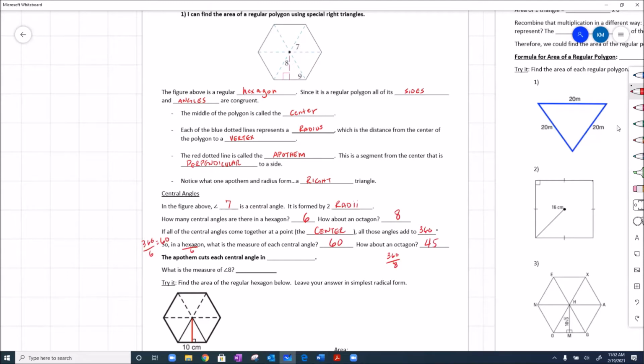The apothem cuts each central angle in half. Okay, so as we look at this, what's the measure of angle 8? Well, the whole central angle, like we said, was 60, cut in half, must be 30.